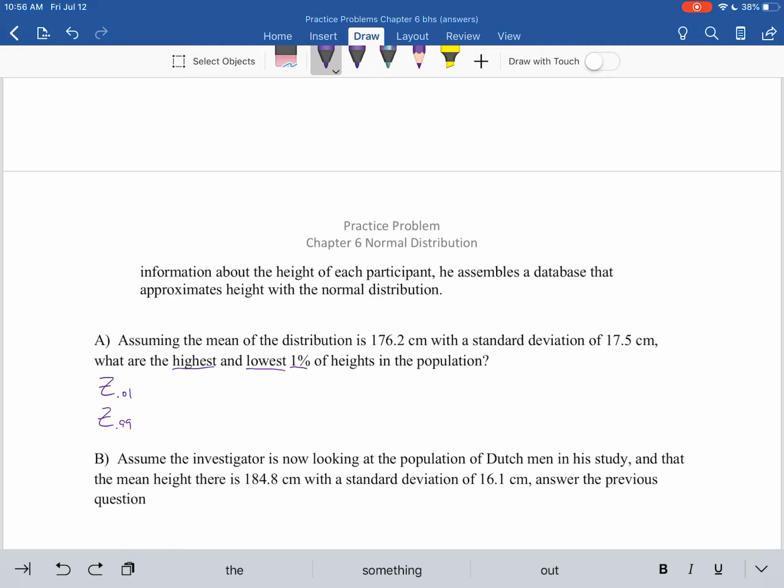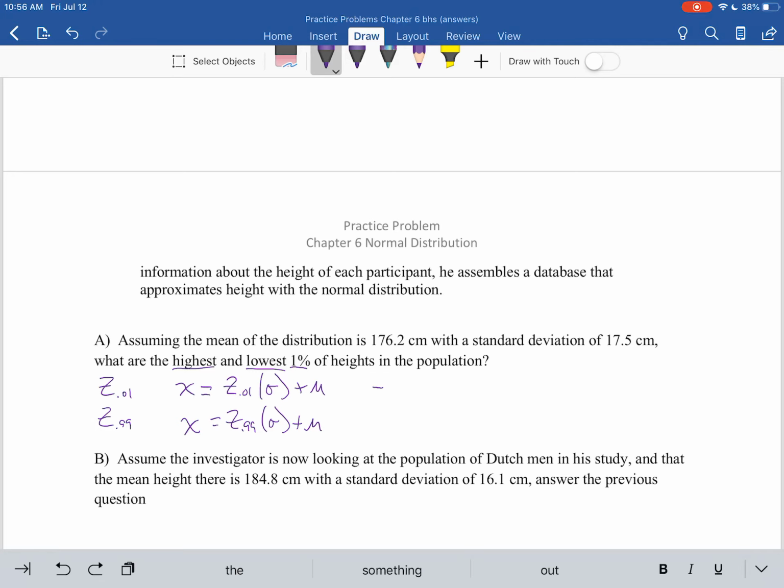So we're going to be using, and we're finding, what is that height? So we're trying to find a value of x. So x, remember, is going to equal our z percentile of 0.01 times our standard deviation plus our mean. Same thing down here, but the z of 0.99 times standard deviation plus our mean.